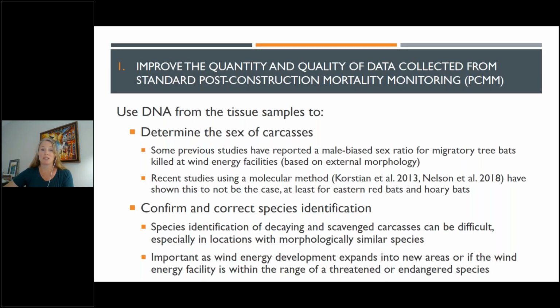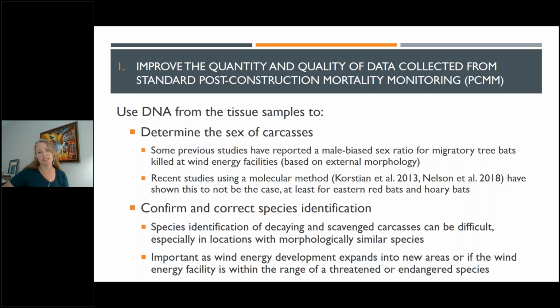The first reason why we should collect these carcasses or samples is that it really does improve the quantity and quality of DNA we get from fatality monitoring. We can use DNA extracted from these tissue samples to determine the sex of carcasses and also confirm or correct species identification, as Sarah mentioned earlier.